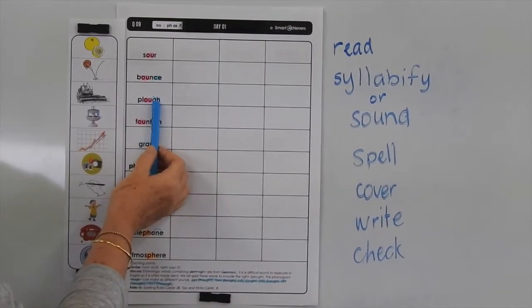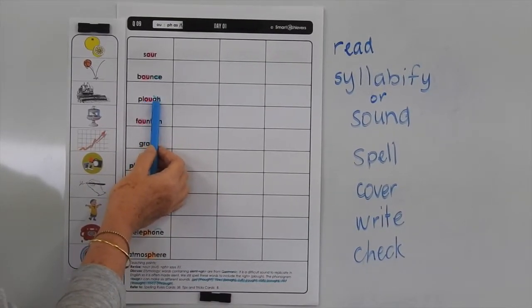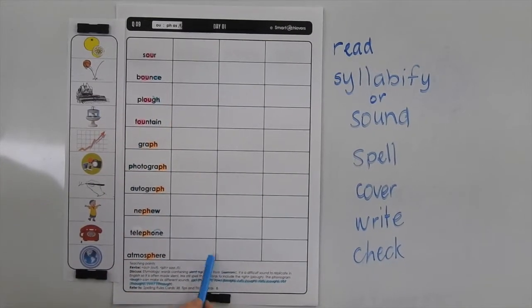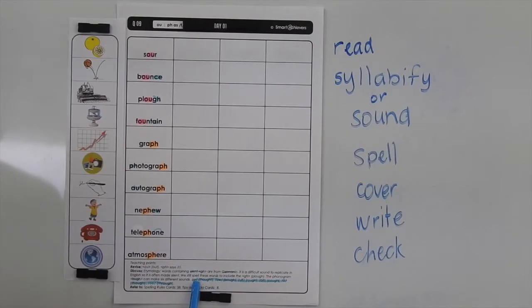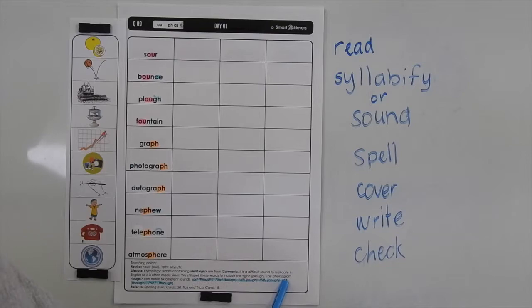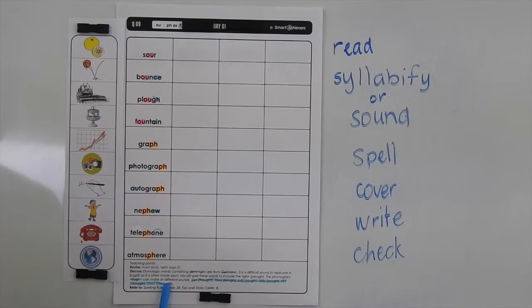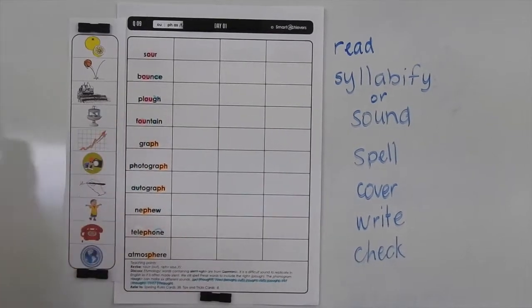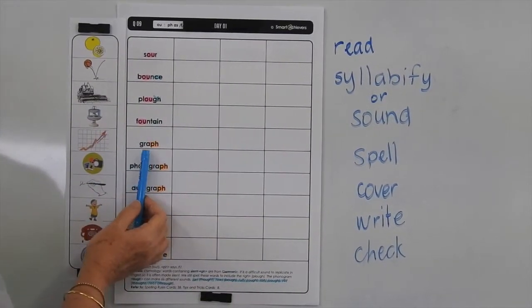Now, the OUGH is a very interesting phonogram because it can make 6 different sounds. There aren't a lot of words that make each of those sounds, but they are common. So we've got where it can make the OR sound as in thought, the O sound as in bought, the UF sound as in rough, the OFF sound as in cough, the long O sound as in though, and the oo sound as in through. So just be aware of that. And it's a very important one for you to learn because those words are so common.